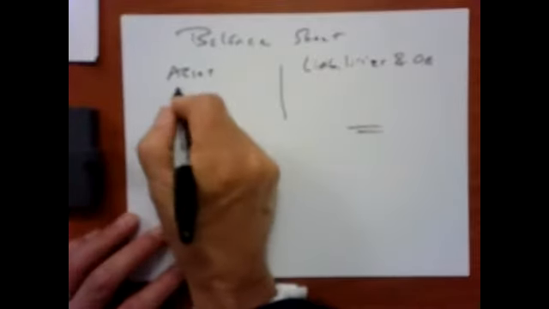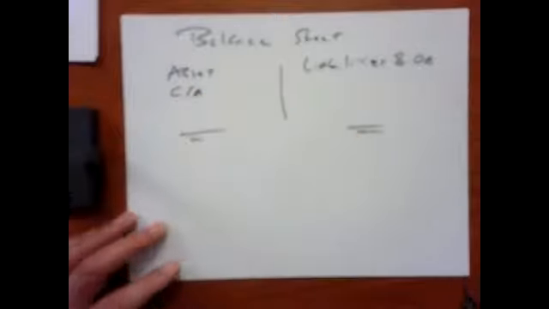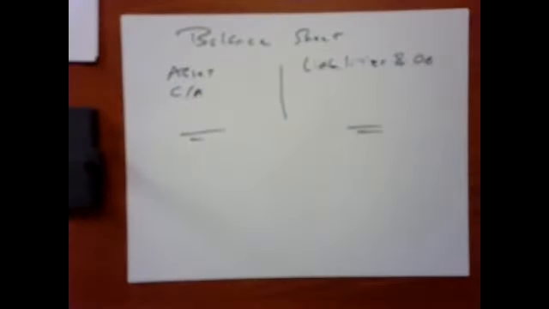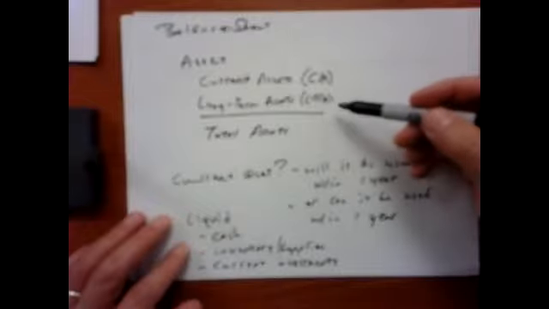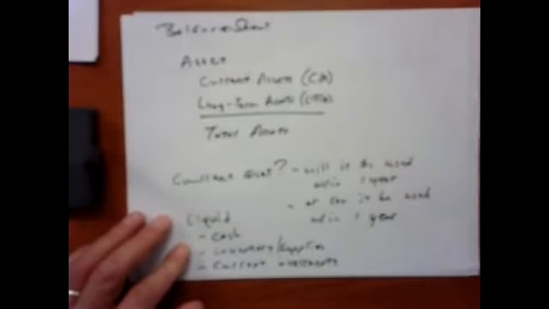We talked last time about current assets. So quick review, right? We talked about assets. Assets break down into current assets and long-term assets. We add those two together to get the total assets line. Okay, so what was a current asset?